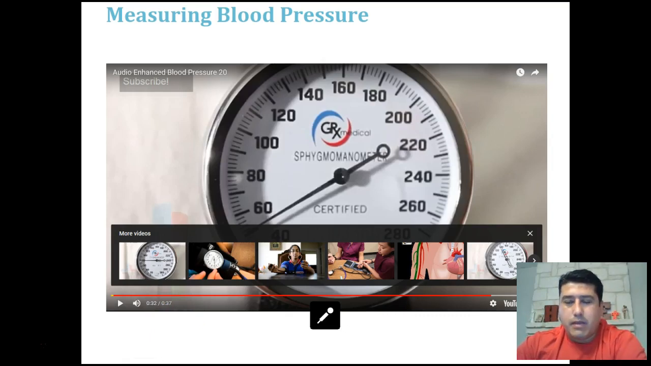Okay, so hopefully you could see that the pressure increased all the way to 175 millimeters of mercury, but then the first sound you heard was about 145, I believe, and it ended at about 80 or something. You can look at it again, but the first time you hear the thud, that's the systolic blood pressure, and the last time you hear the thud, that's the diastolic blood pressure. But you guys can do that again.